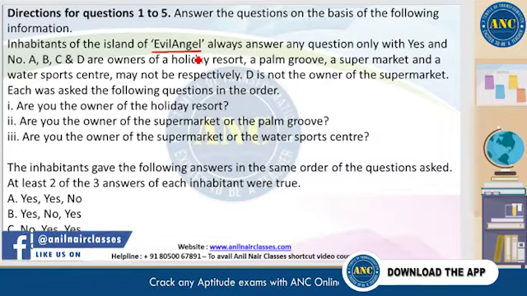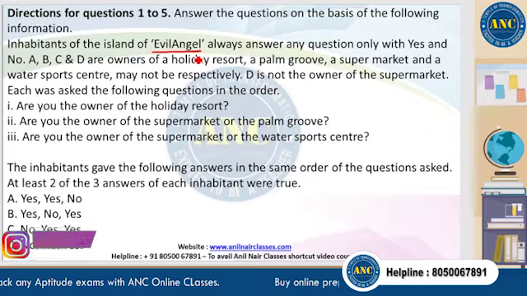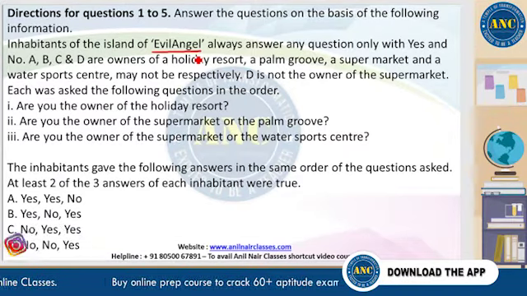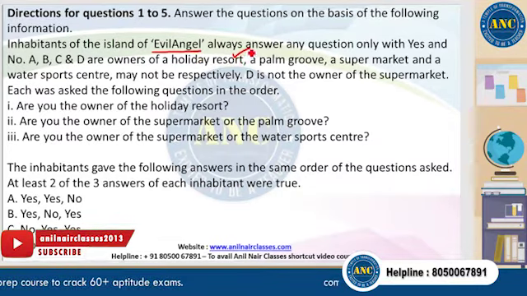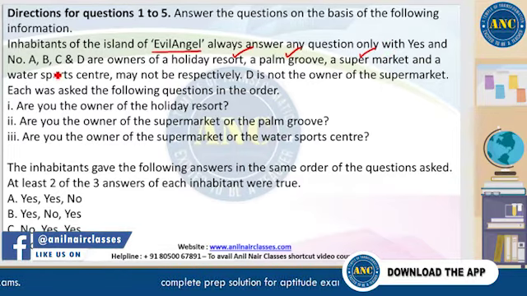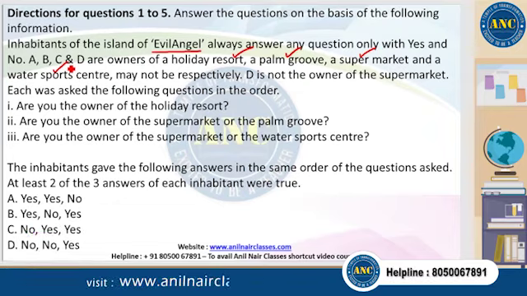Always answer any question only with a yes and a no. Wow, that's the kind of place I would like to live in. So these are called close-ended type questions. The A, B, C, and D are owners of a holiday resort. The four things: holiday resort, a palm grove, a supermarket and a water sports center. May not be respectively. D is not the owner of the supermarket.